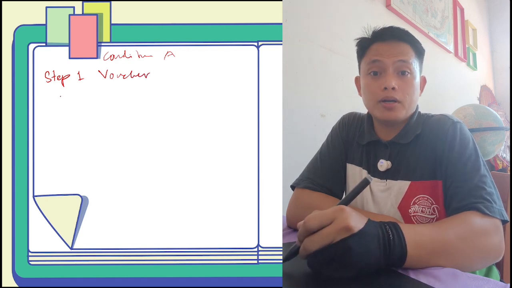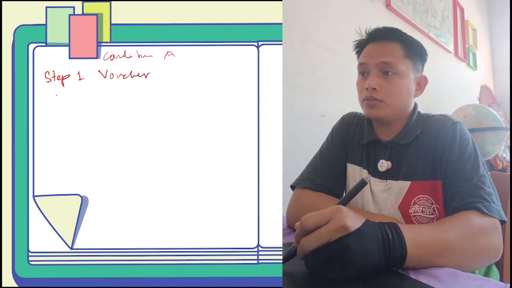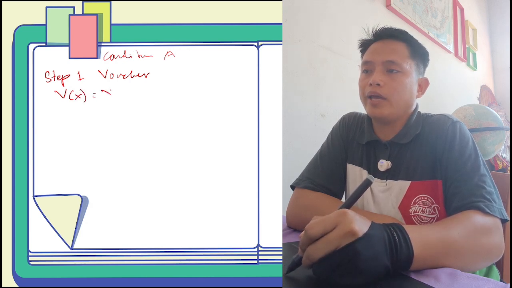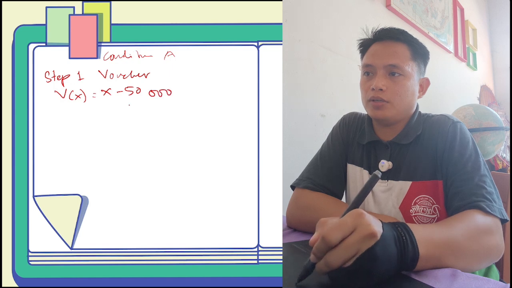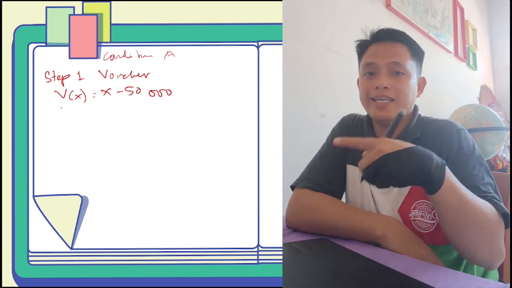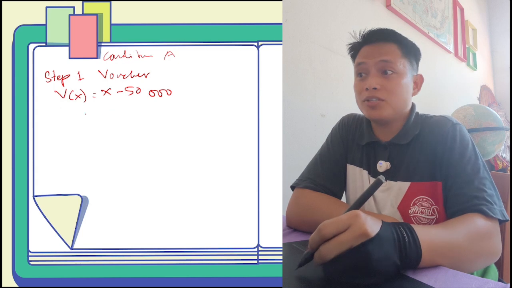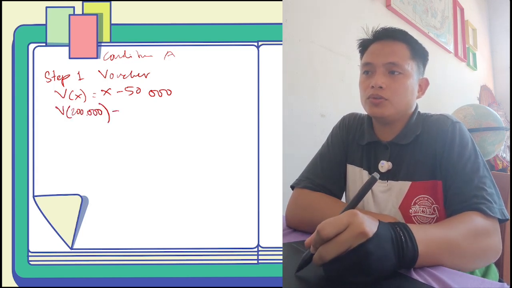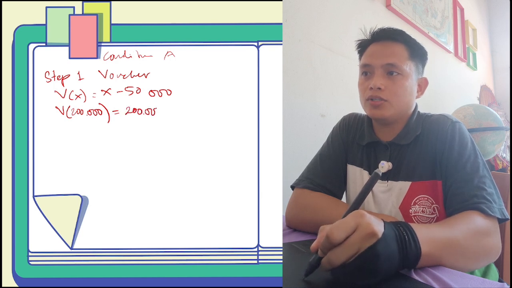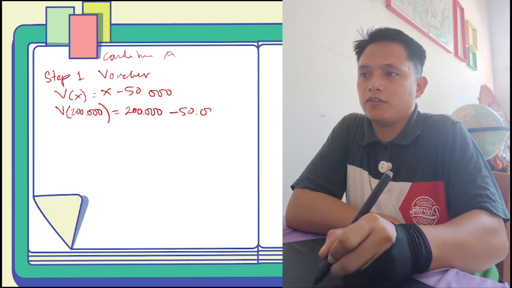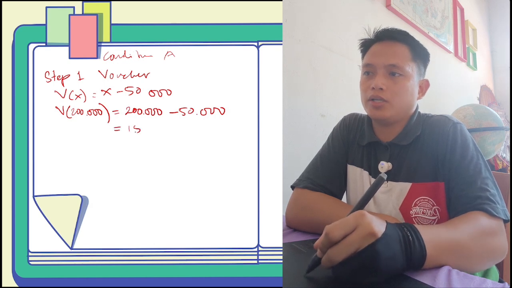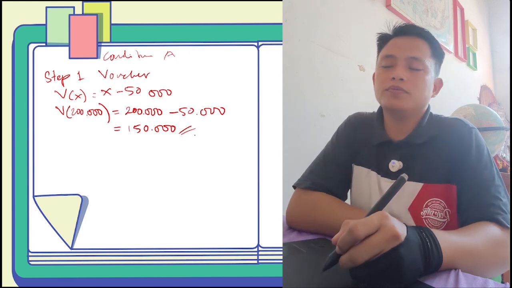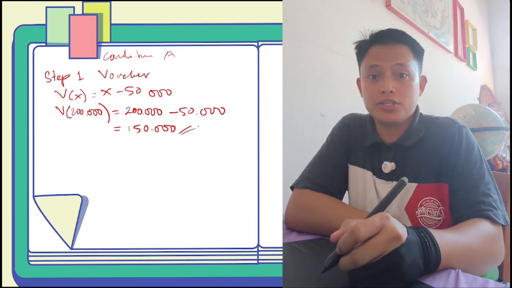Okay. So remember our function for the voucher, f of x, equals x minus 50,000, right? Now we substitute our original price, which is 200,000, for x. So 200,000 minus 50,000. Now the result is 150,000. Okay, this is the output from the first machine, which is the voucher machine.